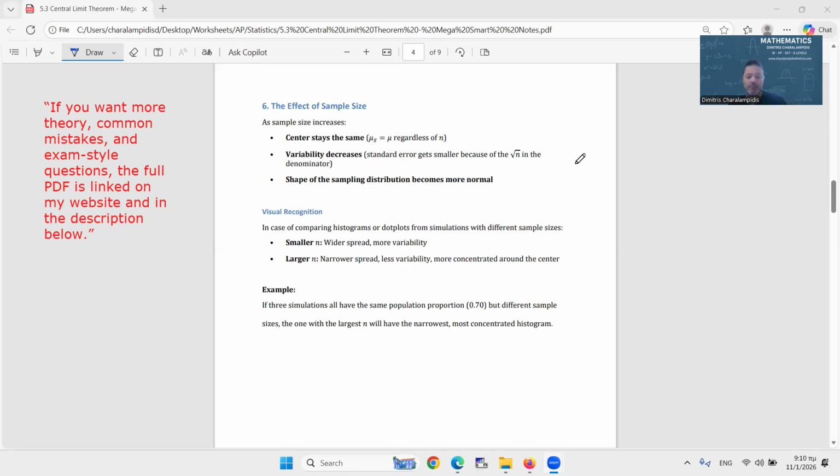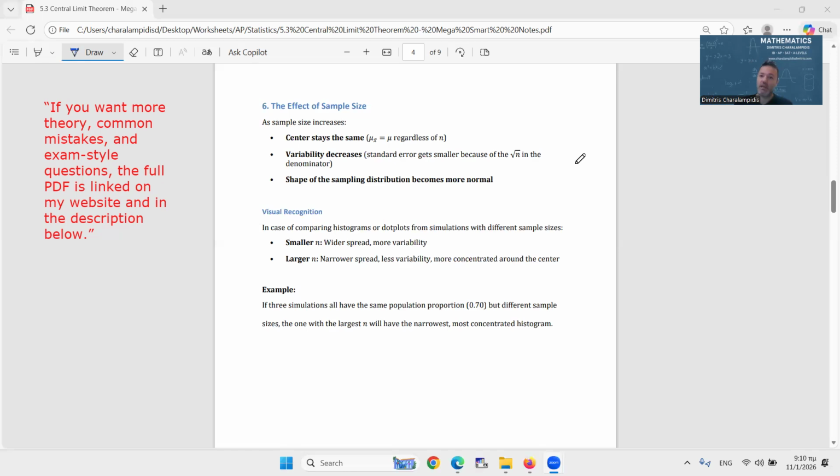Let's think of this example. Suppose we have 3 simulations, all with the same population proportion of 0.7, but we used different sample sizes. The simulation with the largest sample size will have the narrowest and most concentrated sampling distribution. So it's up to us to visualize these distributions and see what the narrowest and most concentrated would be.